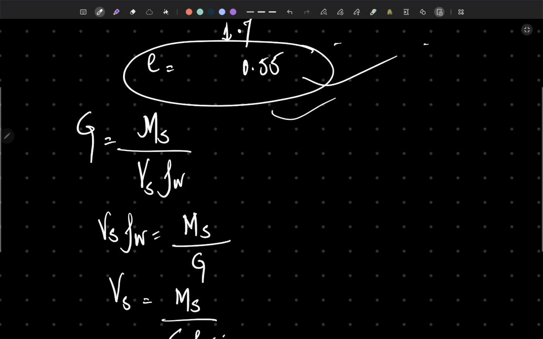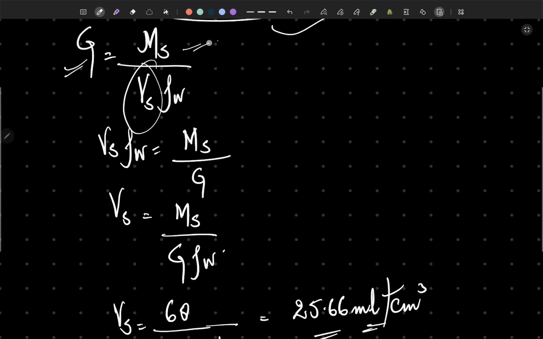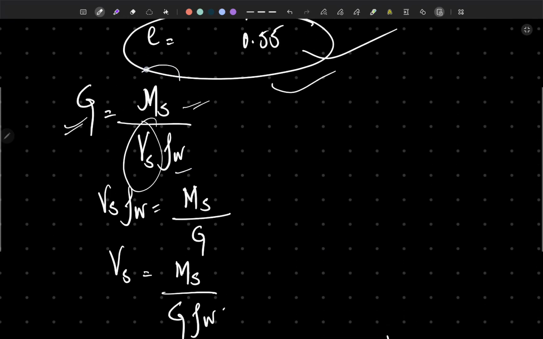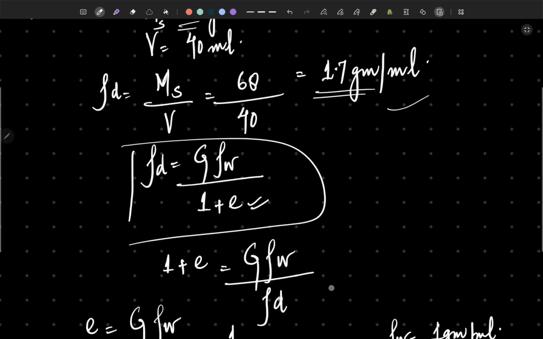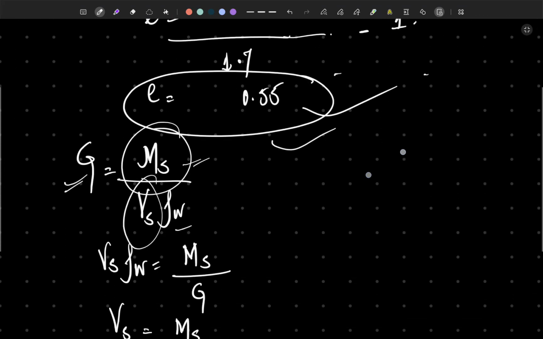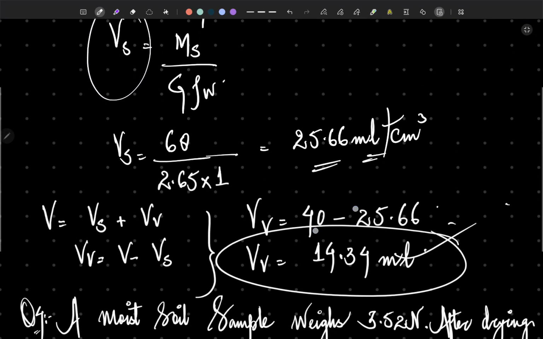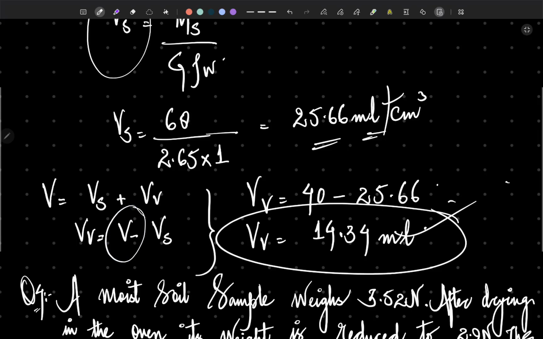Then we used the expression by which we can find the volume of soil solids, the expression between specific gravity, mass of soil solids, and the density of water. Luckily we had this term because the question in itself was saying that the sample of dry soil weighs 68 grams. So we had this thing. Then we found the volume of soil solids. We had the total volume. We found this, so we determined the volume of the voids, which came out to be 14.34 milliliters.